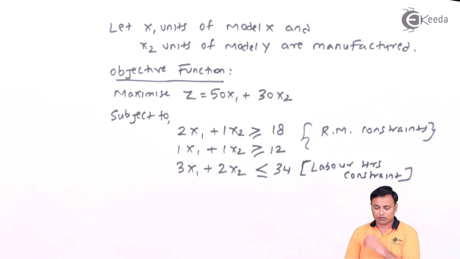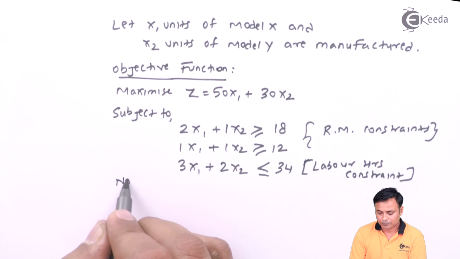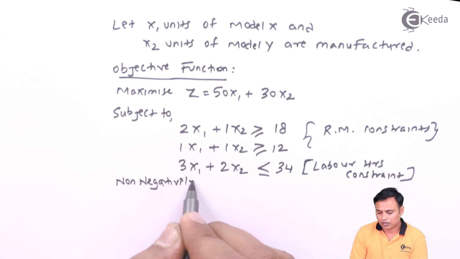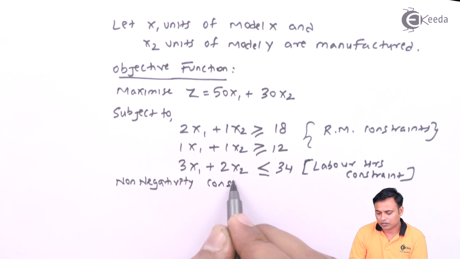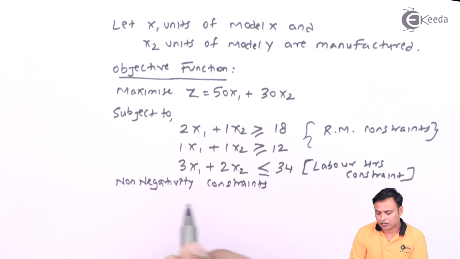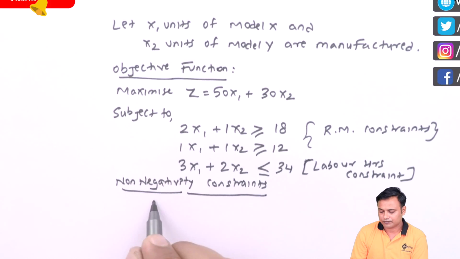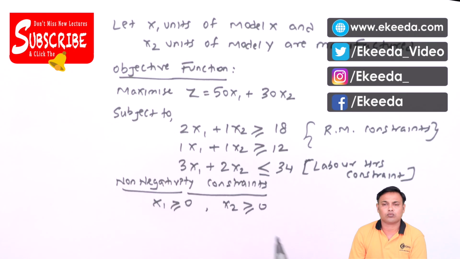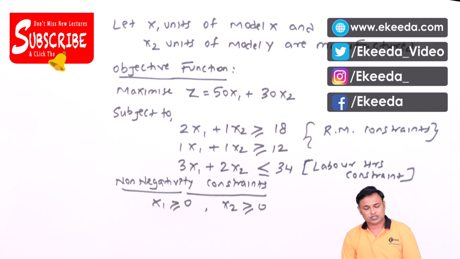And finally, we will put down my favorite part, the non-negativity constraints. x1 more than or equal to 0, x2 more than or equal to 0. With this, the problem is done.